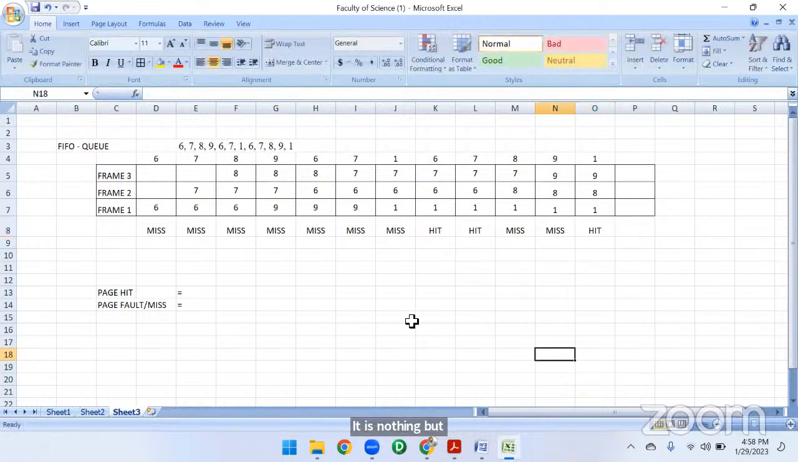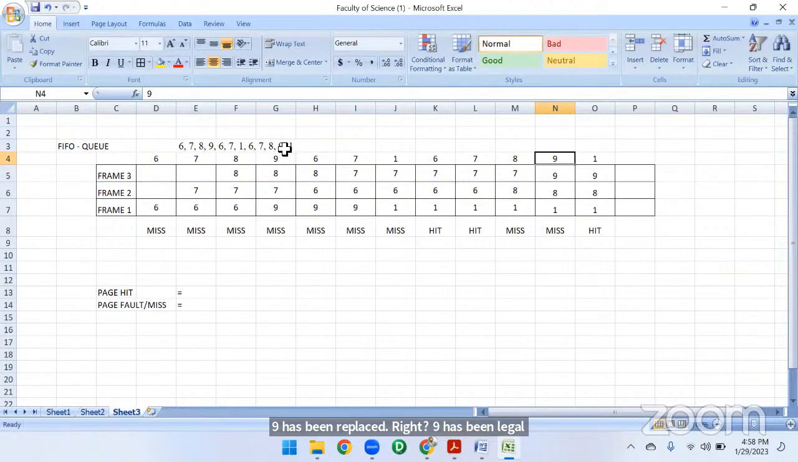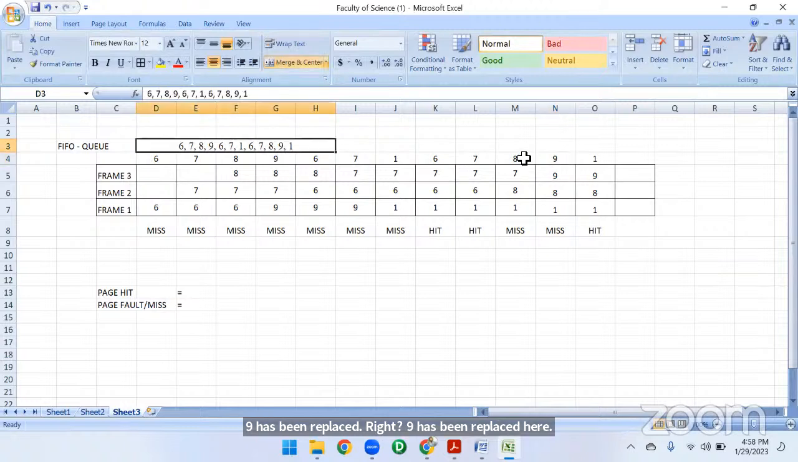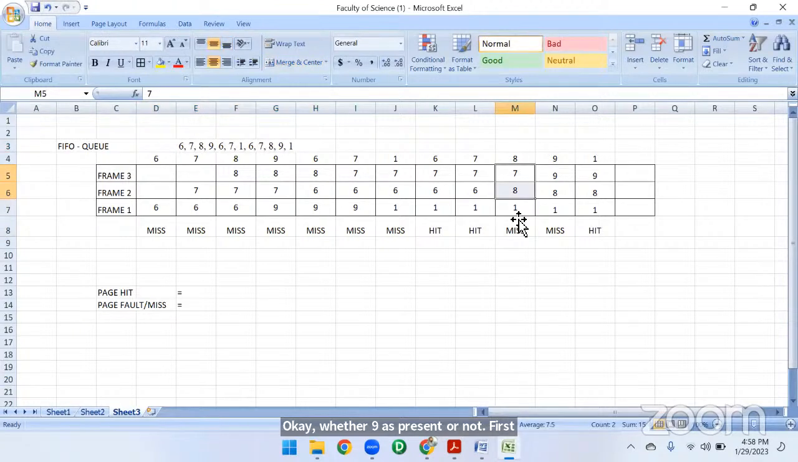Sir, how will 9 come in the last second? Yes, 9 has been replaced, right? I mean 9 has come into the input from here. When 9 has come here, it will check with the memory whether 9 is present or not. First step is this. Once it is confirmed that it is not available, then it will check with whom it has to replace. So we will replace from last, 7.